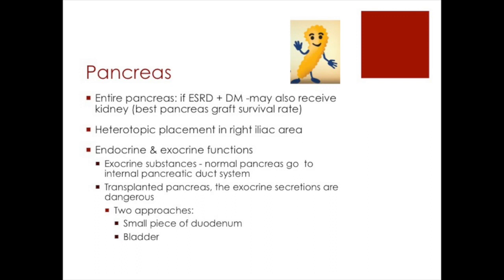For pancreas organs, the entire pancreas is usually transplanted. In a client that has end-stage renal disease and diabetes, you might see them also receive a kidney, either at the same time or at a different time. The pancreas graft survival rate is best when it's done together with a kidney transplant. The pancreas, as you may suspect, is placed heterotopically in the right iliac area. The pancreas has endocrine and exocrine functions, as you may remember. The exocrine substances in a normal pancreas go into an internal pancreatic duct system, but you can't do that when the pancreas is transplanted. So they have to do one of two approaches. One, they'll put a small section of duodenum in with the pancreas for the exocrine secretions to drain into, and the other approach is to drain those secretions into the bladder.